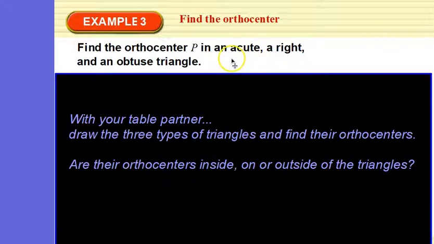Find the orthocenter P in an acute, a right, and an obtuse triangle. With your table partner, I want you guys to draw 3 different types of triangles and find their orthocenters. Are their orthocenters inside, or are they on it, or are they outside of it? Okay, so orthocenter is our 4th condition. And the orthocenter, right, in Pamasico, is where the altitudes meet. It's the point of concurrency of the altitudes, which are your heights. So I'm going to pause the video and give you guys a couple minutes to try this out, and then we will go over it together.